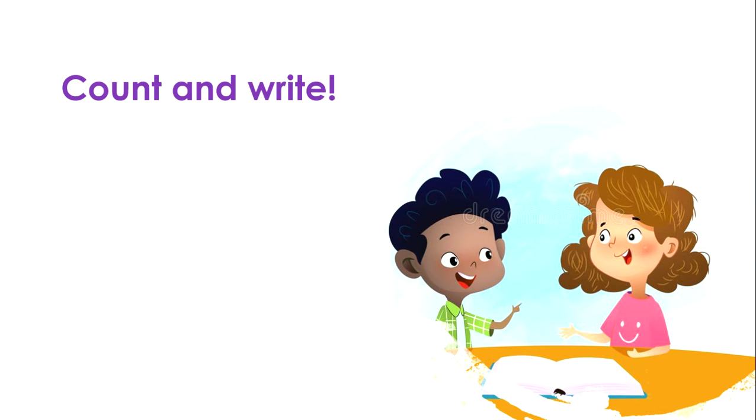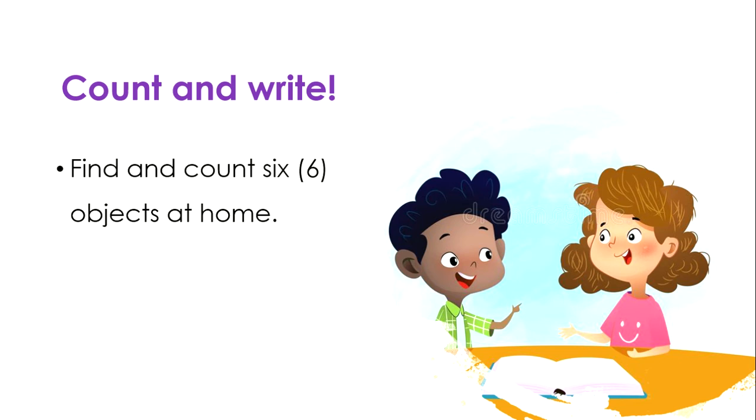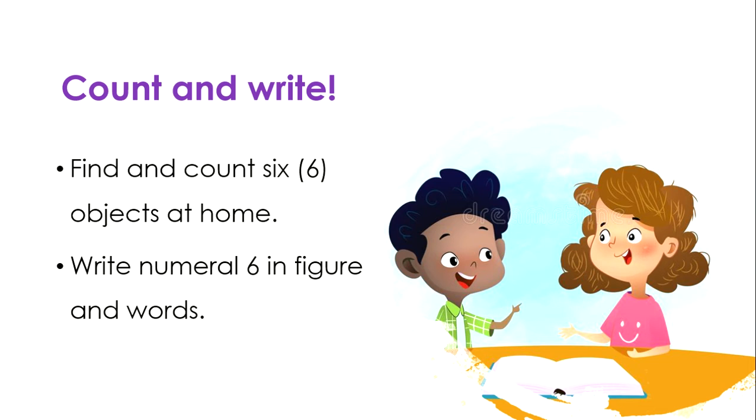So you're going to count and write. Find and count 6 objects at your home. Any 6 things that you can find, you gather them all up together and you count them. And then you're going to write numeral 6 in figure and words. So you will write the word 6 and you will write the figure 6. Practice shaping your number 6. And then you're going to draw and color 6 objects for me. Okay, draw and color 6 things.